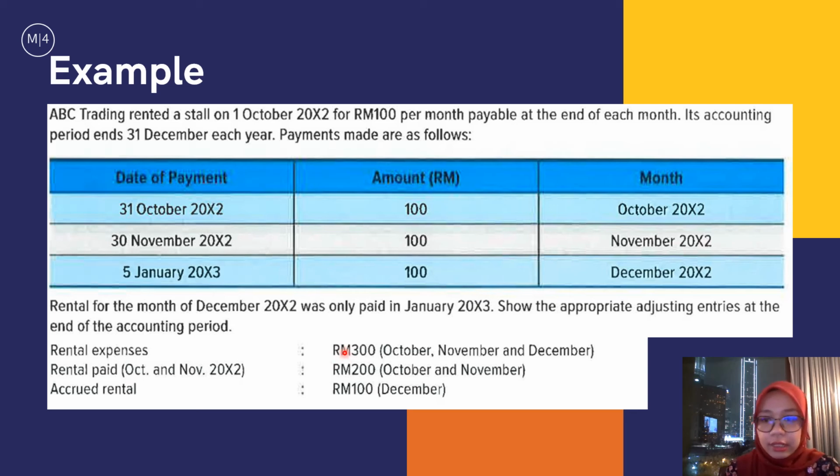The rental expenses should be recorded as 300 ringgit for October, November and December, but the payment has only been made for October and November. There's no payment in December, but we have to record December as our accrued rental expenses.